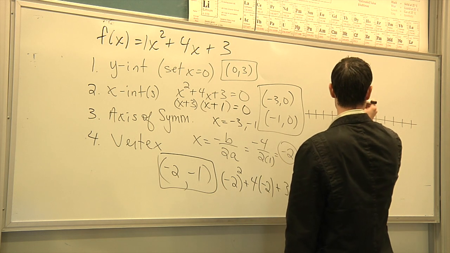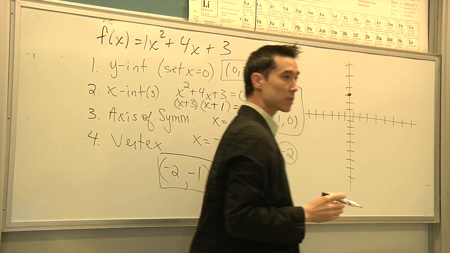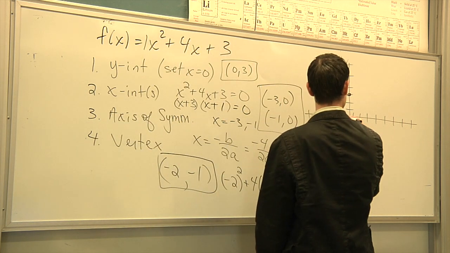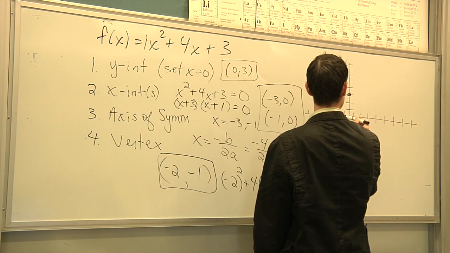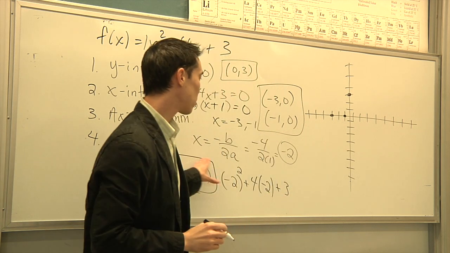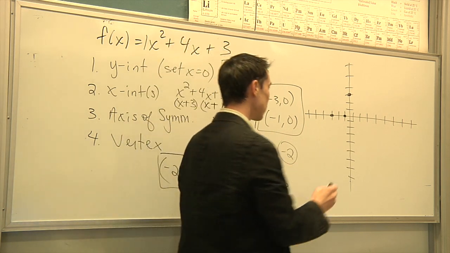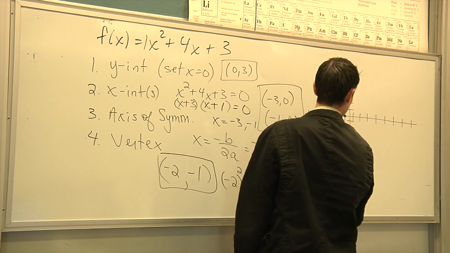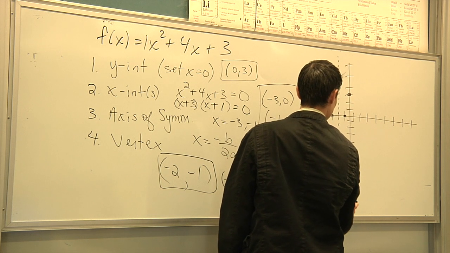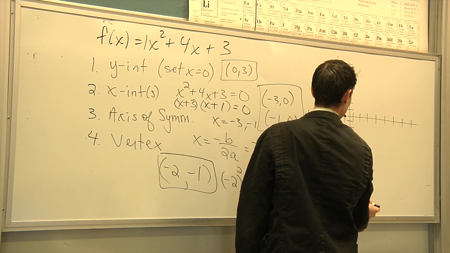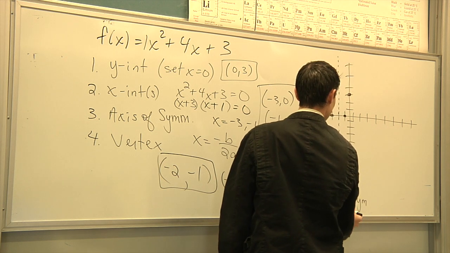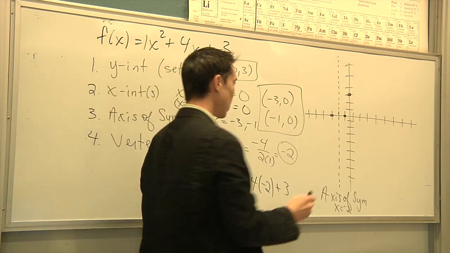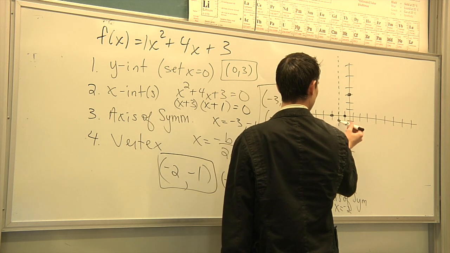Okay, (0, 3). My y-intercept is right there. Negative 3, 0, and negative 1, 0, my x-intercepts. The vertical line x equals negative 2 is my axis of symmetry. So right here at negative 2, I have a dotted vertical line. Label that your axis of symmetry. Okay, and that's at x equals negative 2. My vertex is at (negative 2, negative 1), right here.